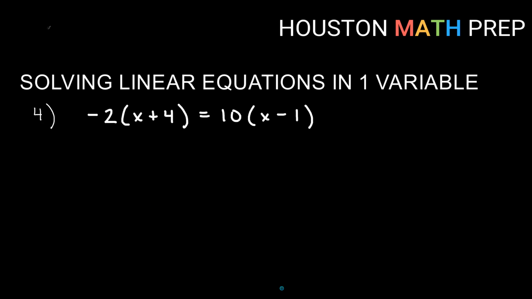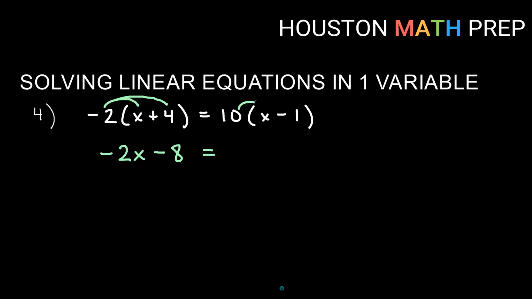And let's look at one more. Here's one where we actually have to distribute. So we need to make sure we're good with distributive property. Combining like terms is going to happen again. So if I distribute negative 2 times x will give me negative 2x. And then negative 2 times positive 4, negative times positive is negative. 2 times 4 is 8, so negative 2x minus 8 on the left side.